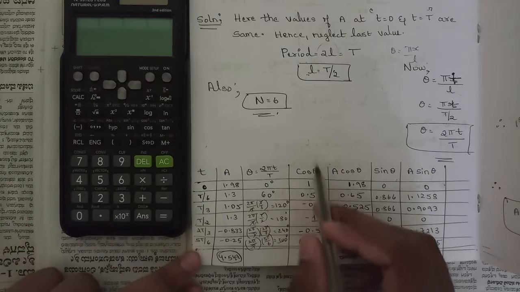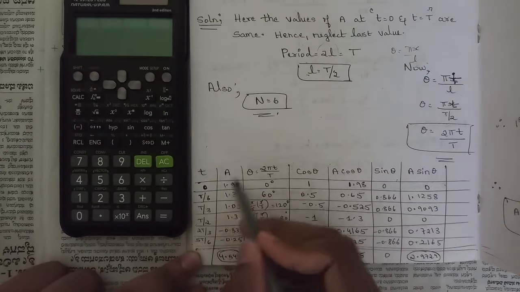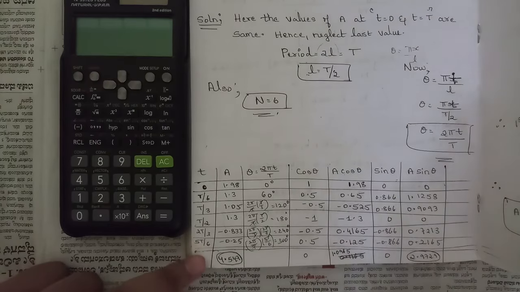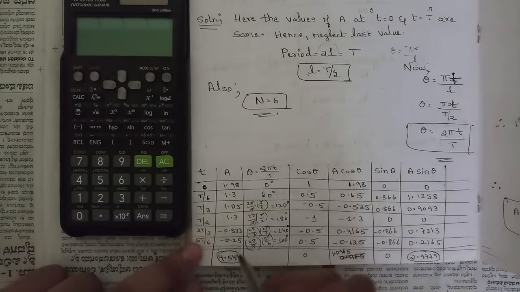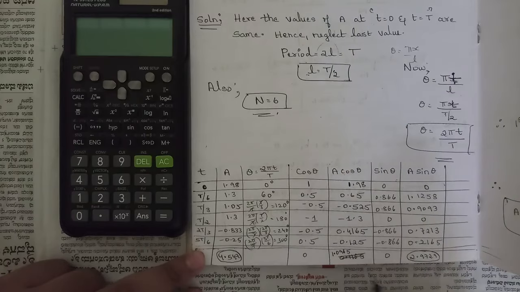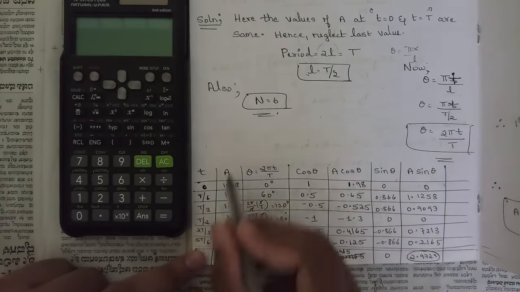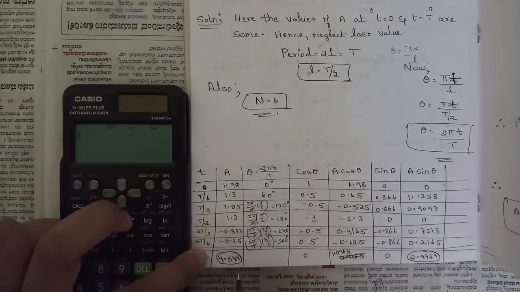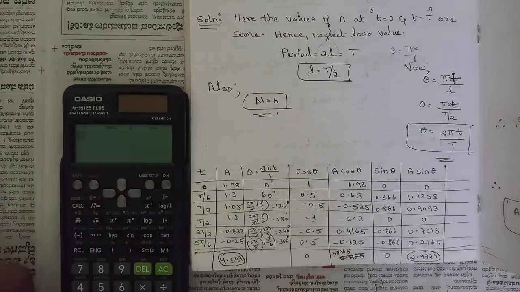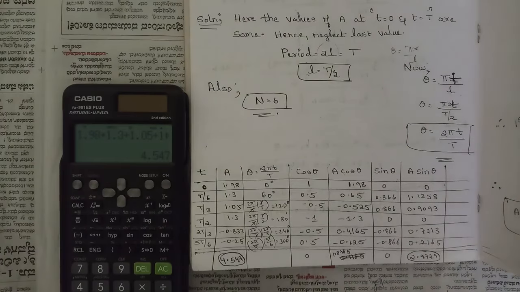Theta is equal to 2 pi t by T, cos theta, a cos theta, since there is no y, there is a, right? So we need to multiply by a sin theta and a sin theta. Okay, so after that sum up all the values. In order to find the constant term, the formula is 2 into summation of a by n, right? So we need to find the summation of a. Yeah, so let's cross check the answer which we are getting as 4.547. 1.98 plus 1.3 plus 1.05 plus 1.3 minus 0.833 minus 0.25. Yeah, the answer we got is matching, 4.547.